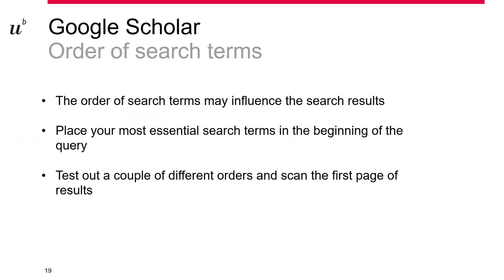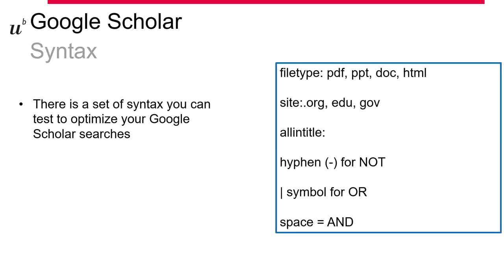So I want to emphasize that the order of the search terms will influence the search results. You do want to place your most essential search terms at the beginning of the query. But in your searching process, you can test out a couple of orders, scan the first page, and then determine which retrieves the best results.